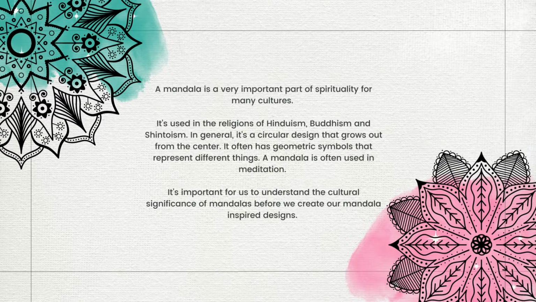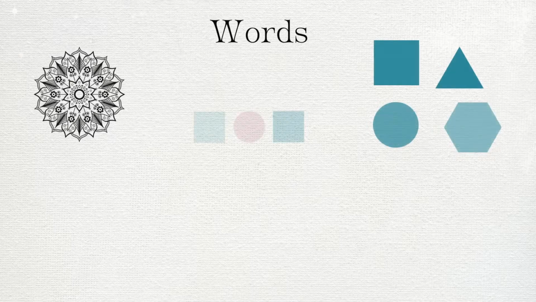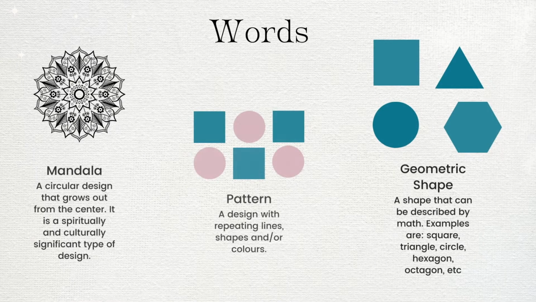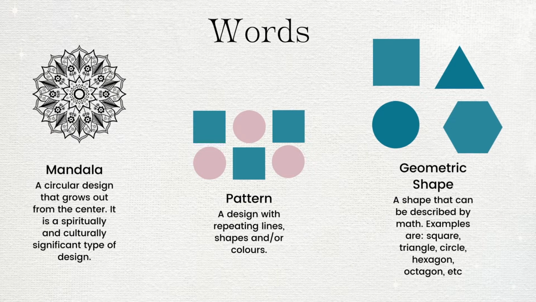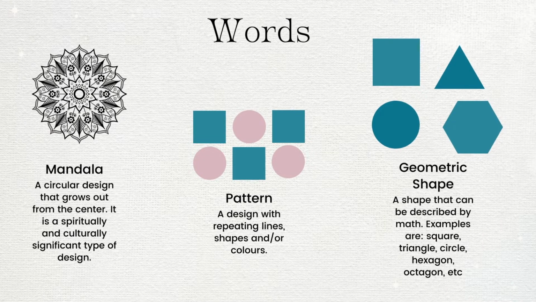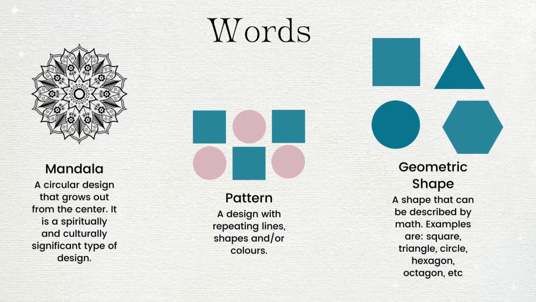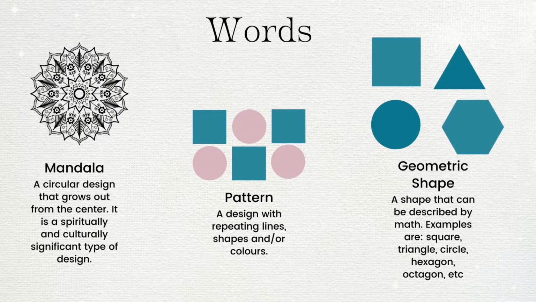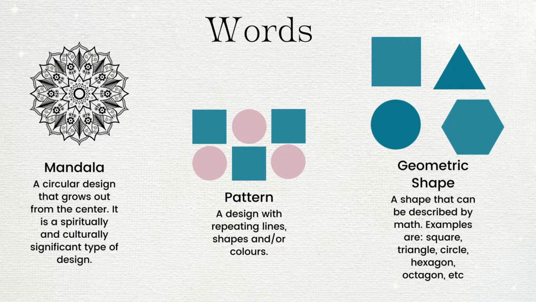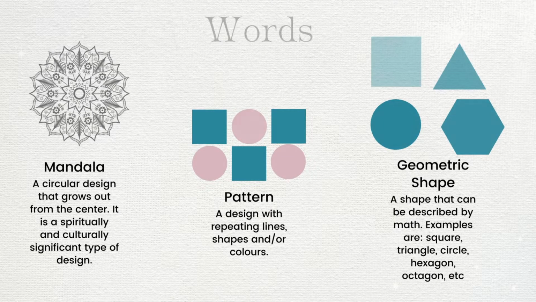All right, so just a recap of some terms. So a mandala is a circular design that radiates out from the center. A pattern is when we repeat the same element, so it could be lines, shapes, or colors. And a geometric shape is a shape that can be described by math. So for example, square, triangle, circle, hexagon, octagon, and more.